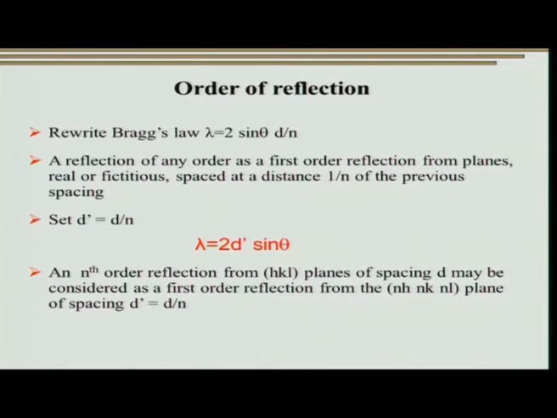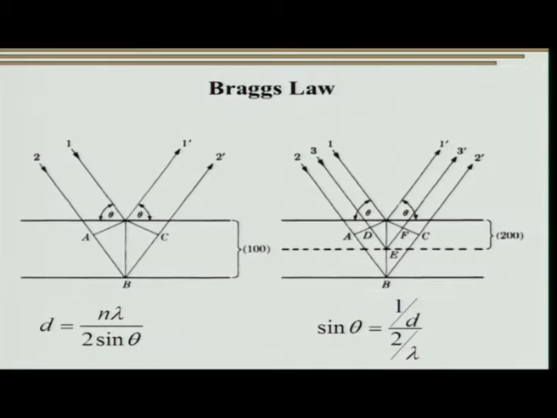Therefore, if we set d prime as d over n, we get lambda is equal to 2d prime sin theta. Put in other words, it means that an nth order reflection from hkl planes of spacing d may be considered as a first order reflection from the nh, nk, nl plane of spacing d prime, wherein the spacing d prime is equal to d over n.